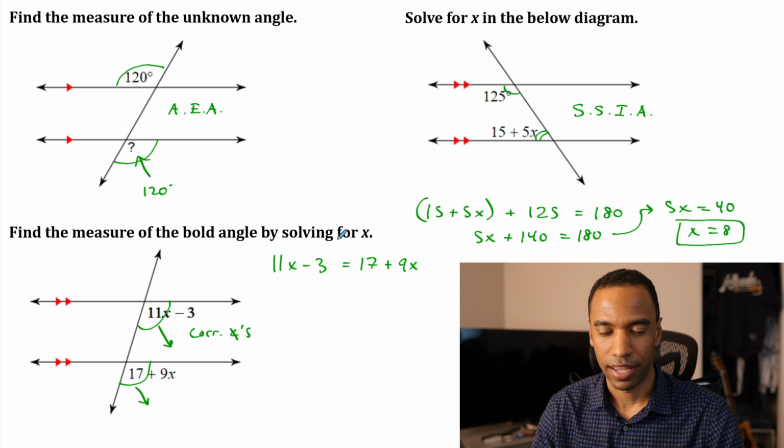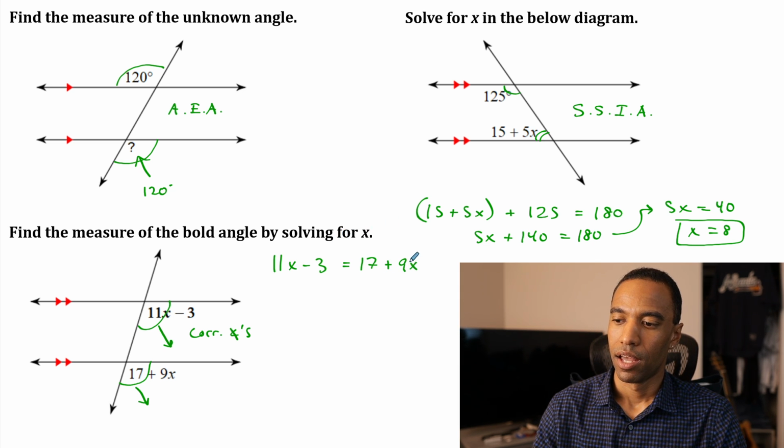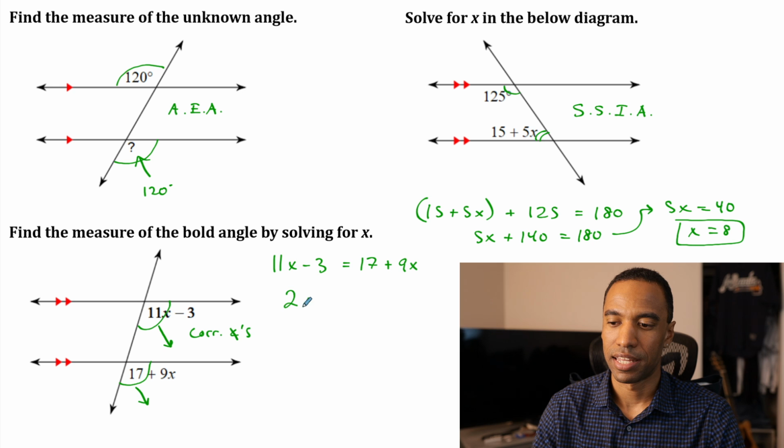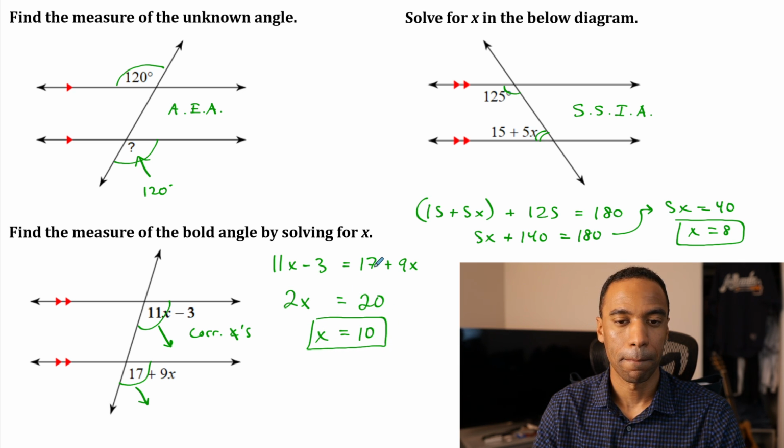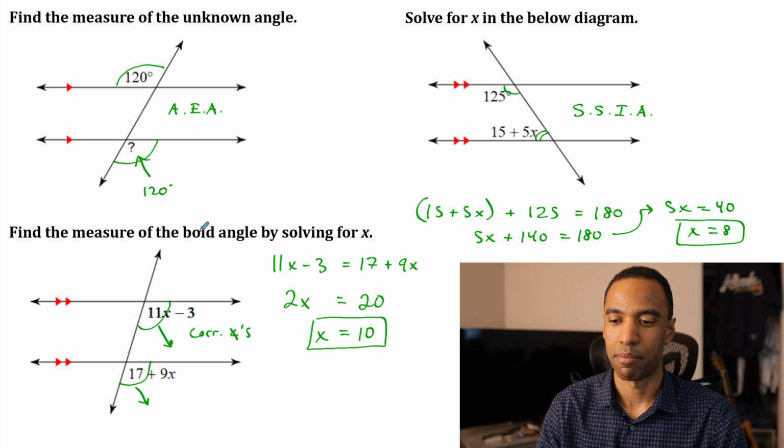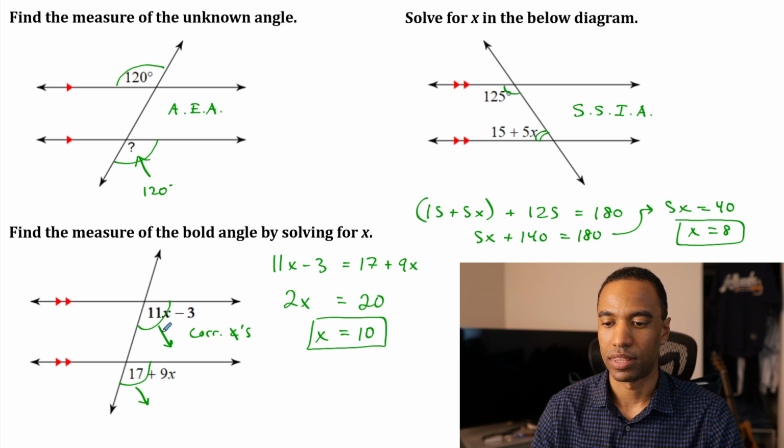Now let's go ahead and solve for x. I'm going to subtract 9x from both sides, add 3 to both sides, and divide both sides by 2. I get x equals 10. Am I done? Not quite. I've got to find the measure of the bold angle here. I solved for x. Now let's find out what that bold angle is.